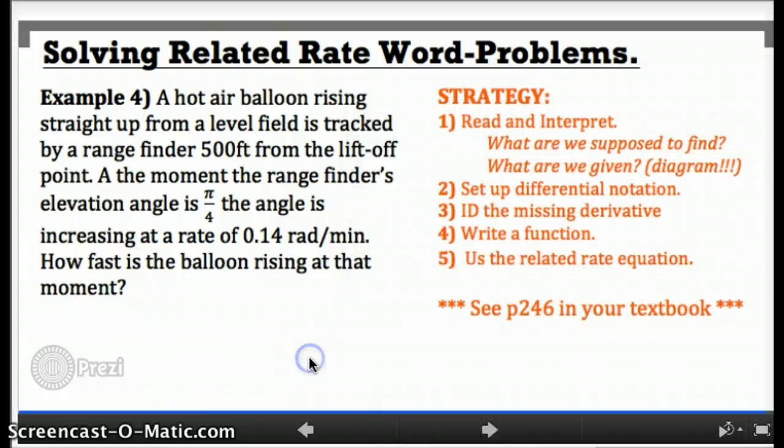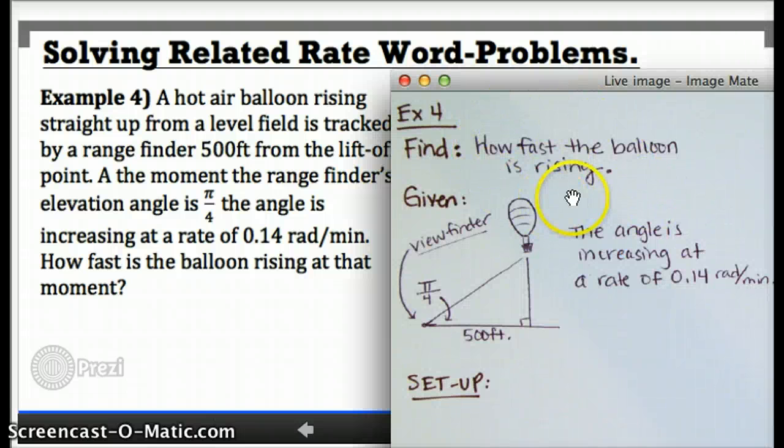If we're following along the strategy, we've done step number 1. The next thing we need to do is set up differential notation. Can you interpret both what we're trying to find and what we're given using differential notation? What notation would you use for each of these?